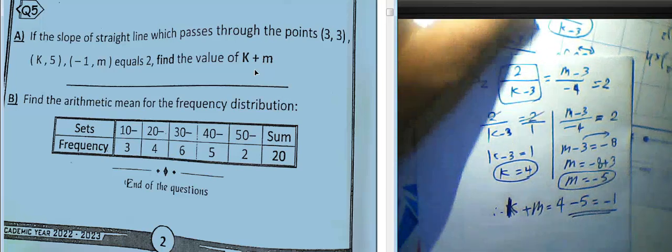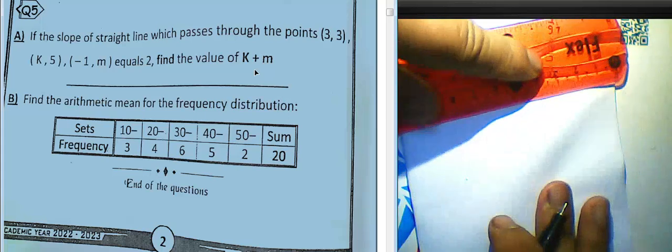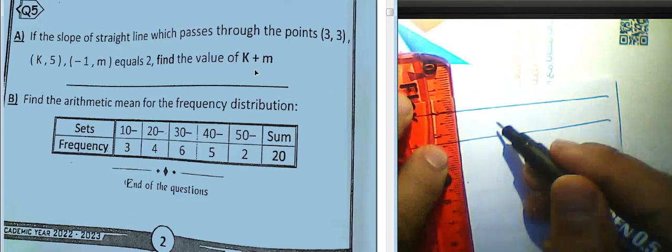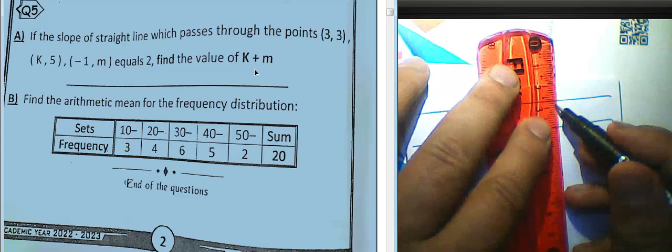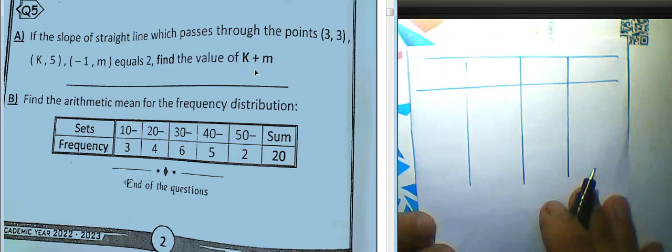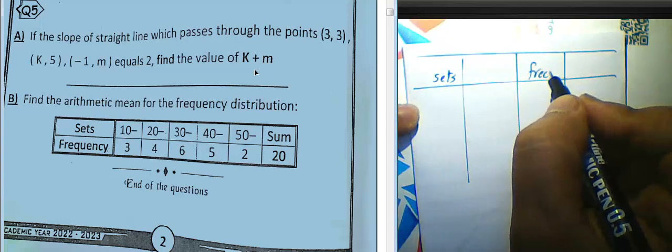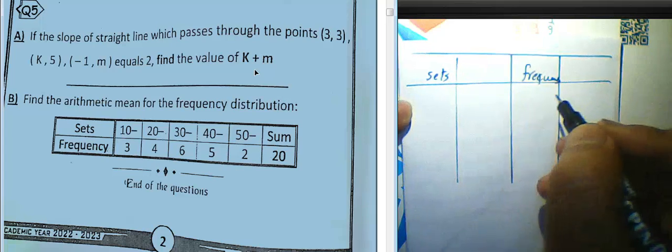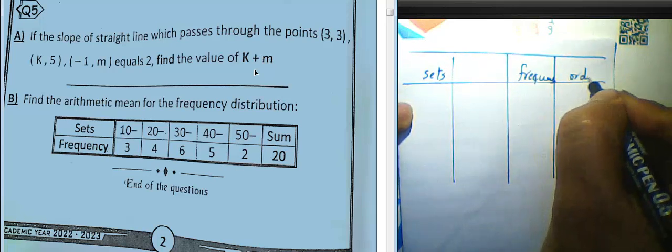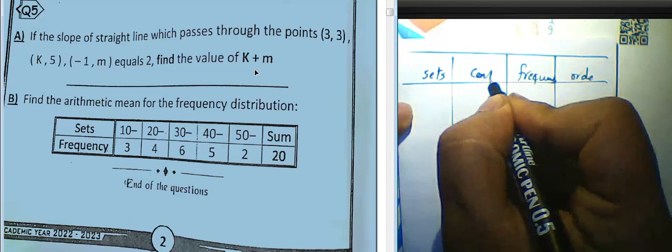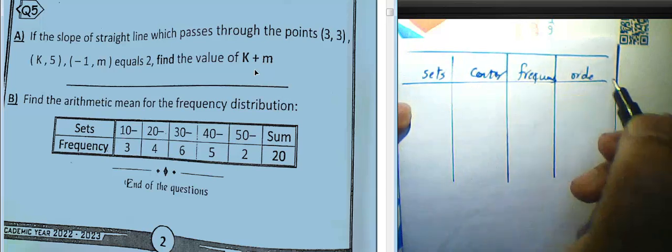Last question, letter B. Find the arithmetic mean for the frequency distribution of seats and frequency. It's very easy for you. We can draw the table here and divide it into parts, writing seats and frequency, and then find the center and the multiplication of center by frequency.